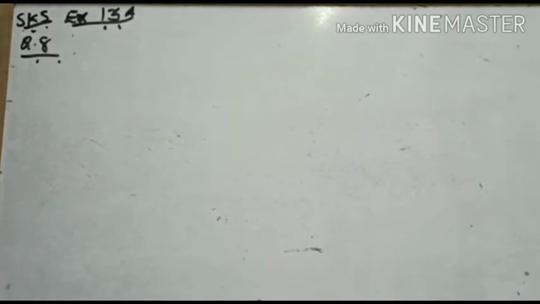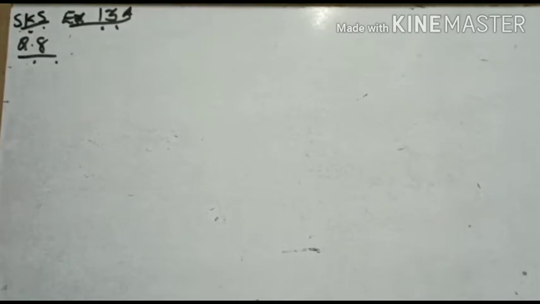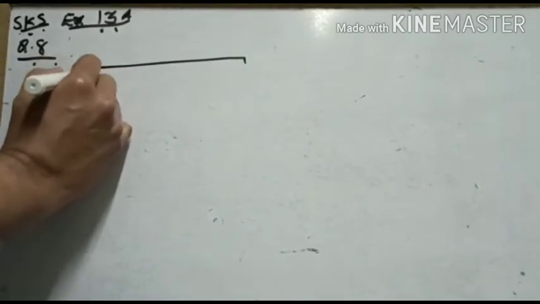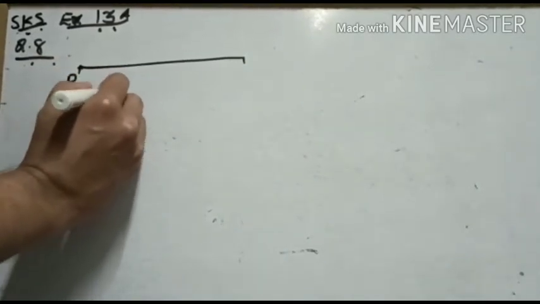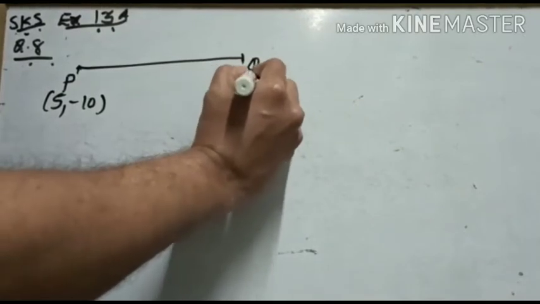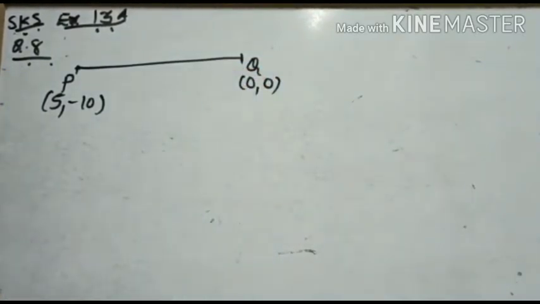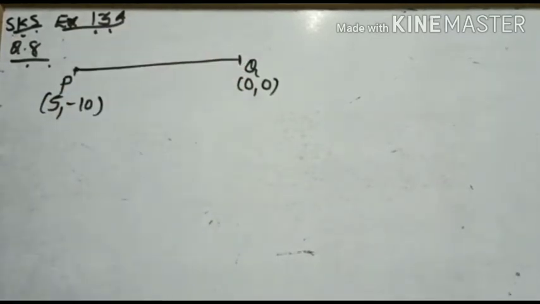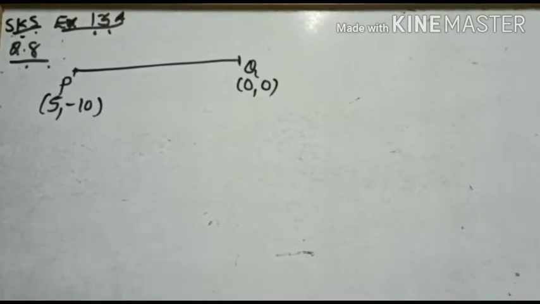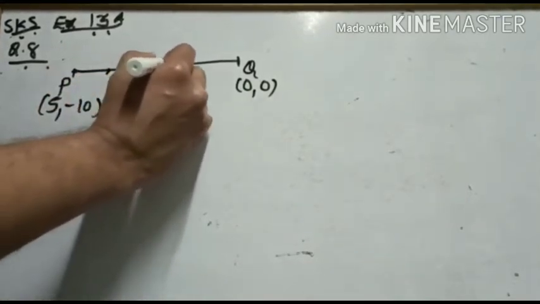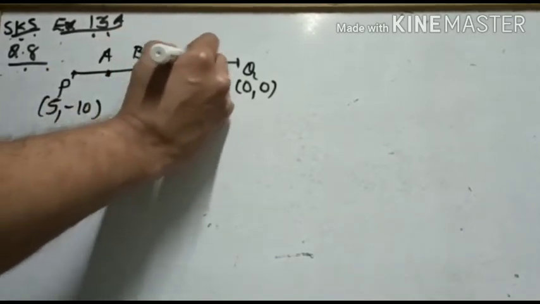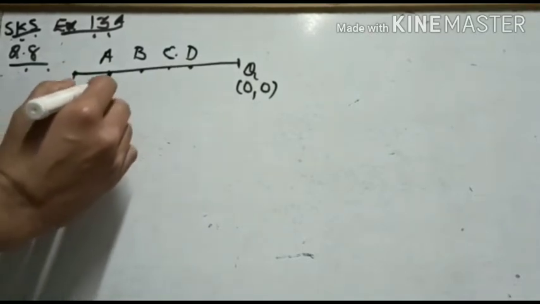Dear friends, we are going to see question number 8 of exercise 13a. It states that points A, B, C and D divide the segment joining (5, -10) and the origin into 5 equal parts. Generally we name the origin O, but right now for our convenience I am naming it Q. So there is a segment joining P (5, -10) and Q (0, 0), and there are 4 points dividing it into 5 equal parts. We have understood the meaning of 5 equal parts in one of the topics.